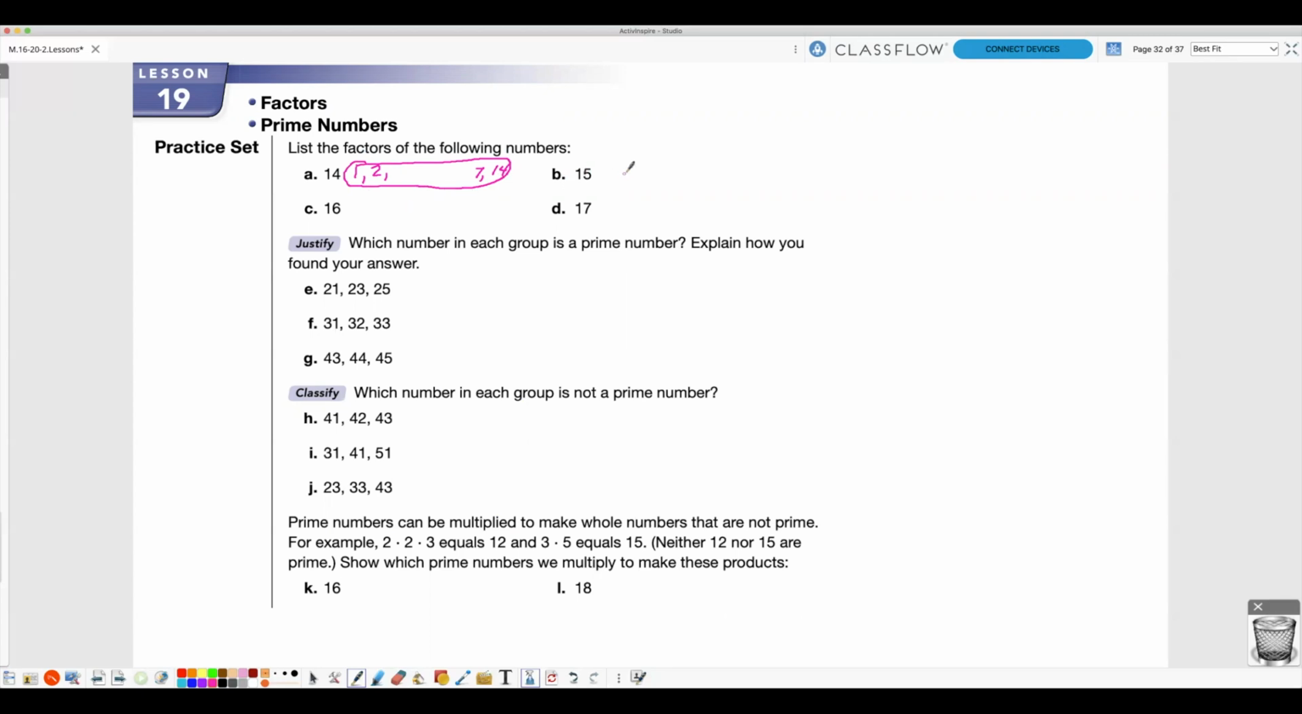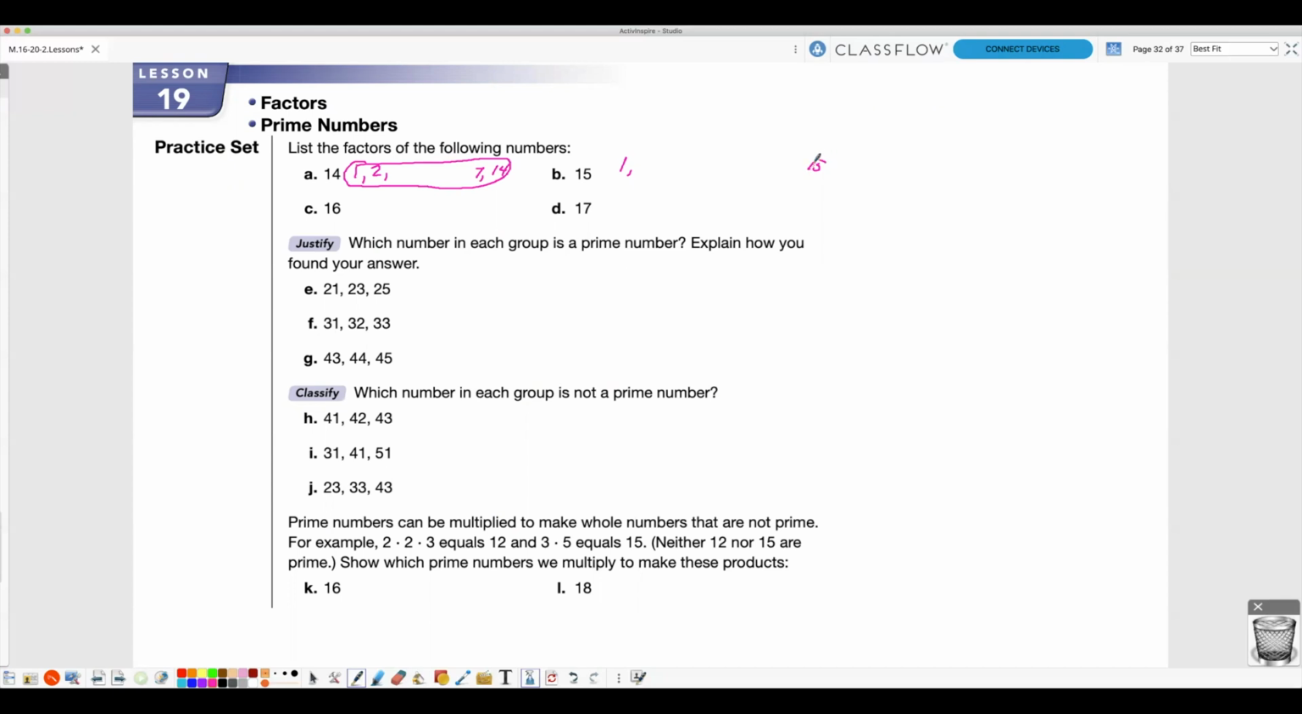Letter B, go ahead and do that. So again, you'd start out with 1 and 15. You might want to give yourself some space, and you work through it. Working from number 1, I'm going to count up to number 2. Number 2 does not go into 15 evenly without a remainder.